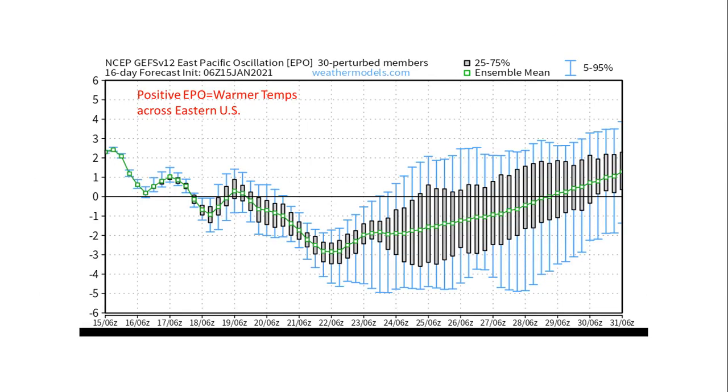And finally, the NCEP GEFS v12 EPO, 30 members, 16-day forecast out to the 31st of January, showing positive EPO, then it crashes negative, especially around the 22nd of January. And it remains negative, though, all the way to the 29th of January.